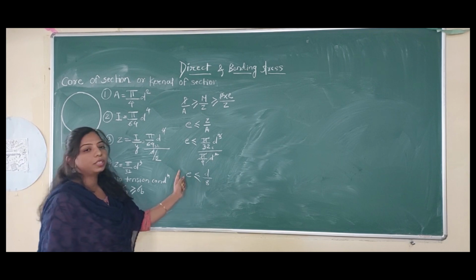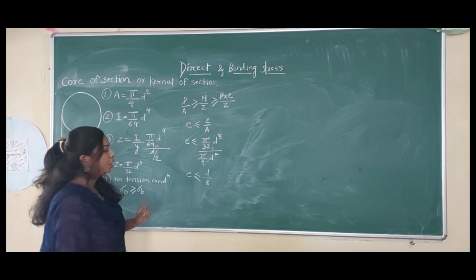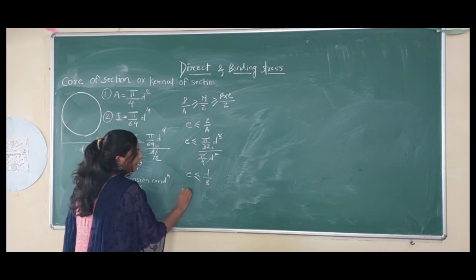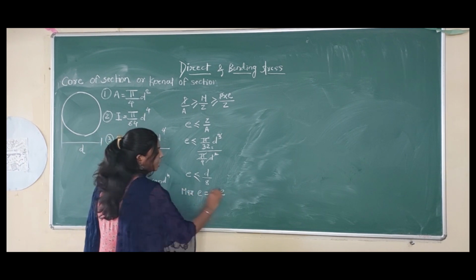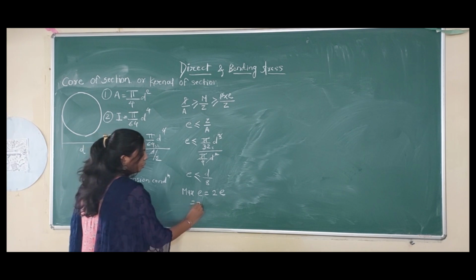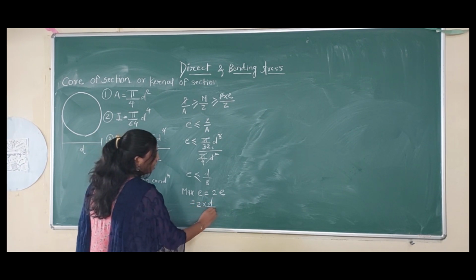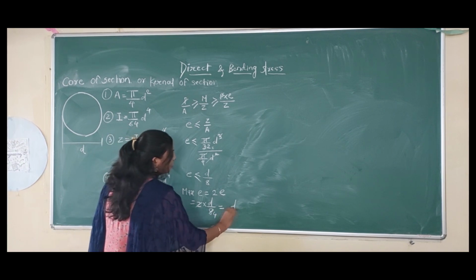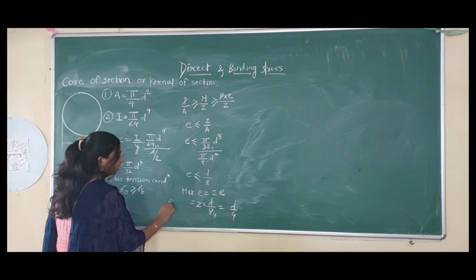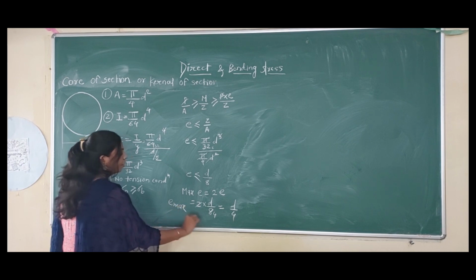In that there is only compression zone. There is no tension at all. Maximum eccentricity e max is equal to twice e, means 2 into d upon 8, which is equal to d by 4. So we get answer e max should be d by 4.